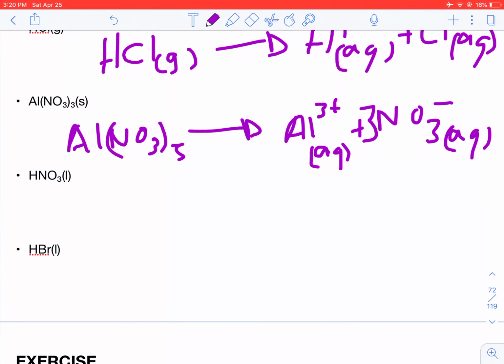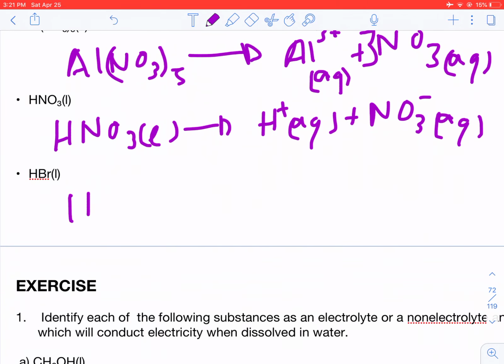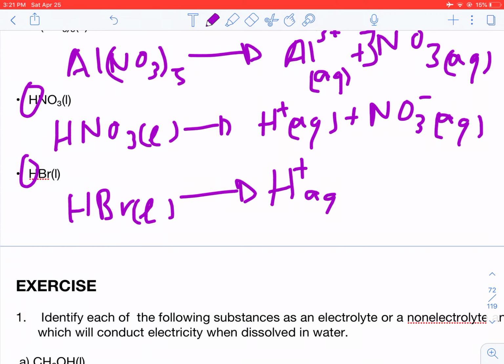Okay, then we have HNO3, it's our liquid, which then gives us H plus aqueous plus NO3 minus aqueous. HBr, again, it's an acid because we recognize this as an acid, and HBr, our liquid, when it dissolves in water, gives us H plus aqueous plus Br minus aqueous. Okay, there you have it so far.